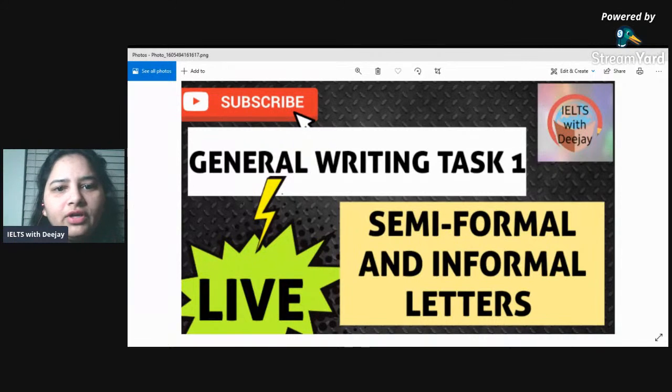So this is how we come to know that the letter is semi-formal. We only have to write the letter like they are. They can be our colleagues to whom we write the semi-formal letters, and the situation is going to be formal. And the informal letters are for those, like for our friends, for our family members. This is how we come to know about it.